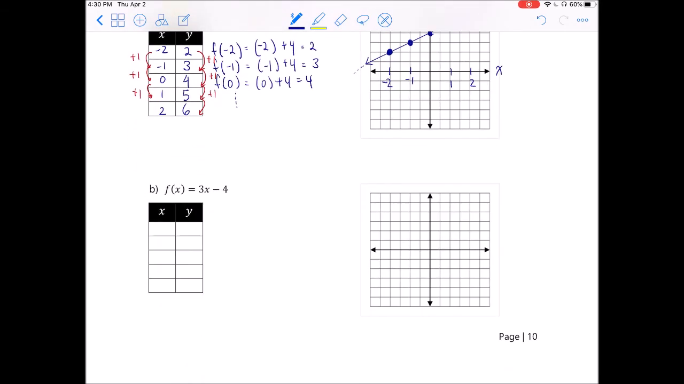Moving on to part B, f of x equals 3x minus 4. So this time we're going to use the same x values here as well. So -2 all the way up to 2. f of -2 equals, notice that we have a coefficient in front of x now, so we do need to include that. So 3 times -2, and the rest follows, minus 4. So we get -6 minus 4, which is -10.